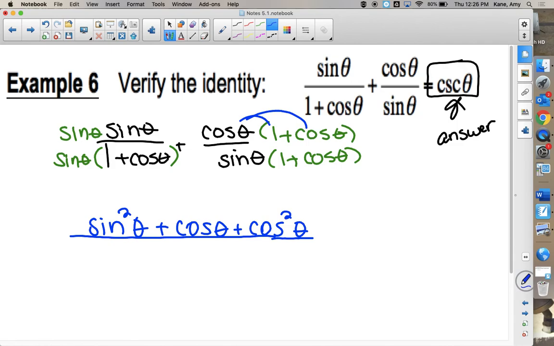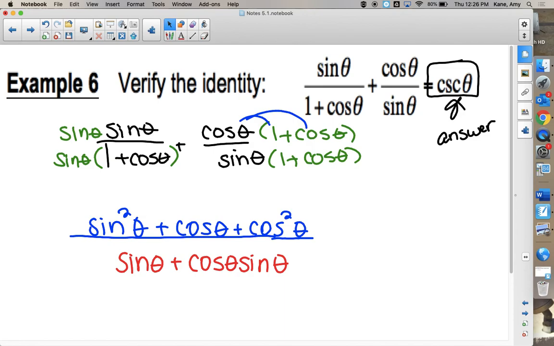What would you do with the bottom? Ashley, did you do anything with the bottom? Okay, and what did you get when you distributed? So sine plus cosine sine. That's what you said, right? Okay. All right, so we did an algebra step. We used common denominators, multiplying by these common denominators. That's something you can do algebraically.